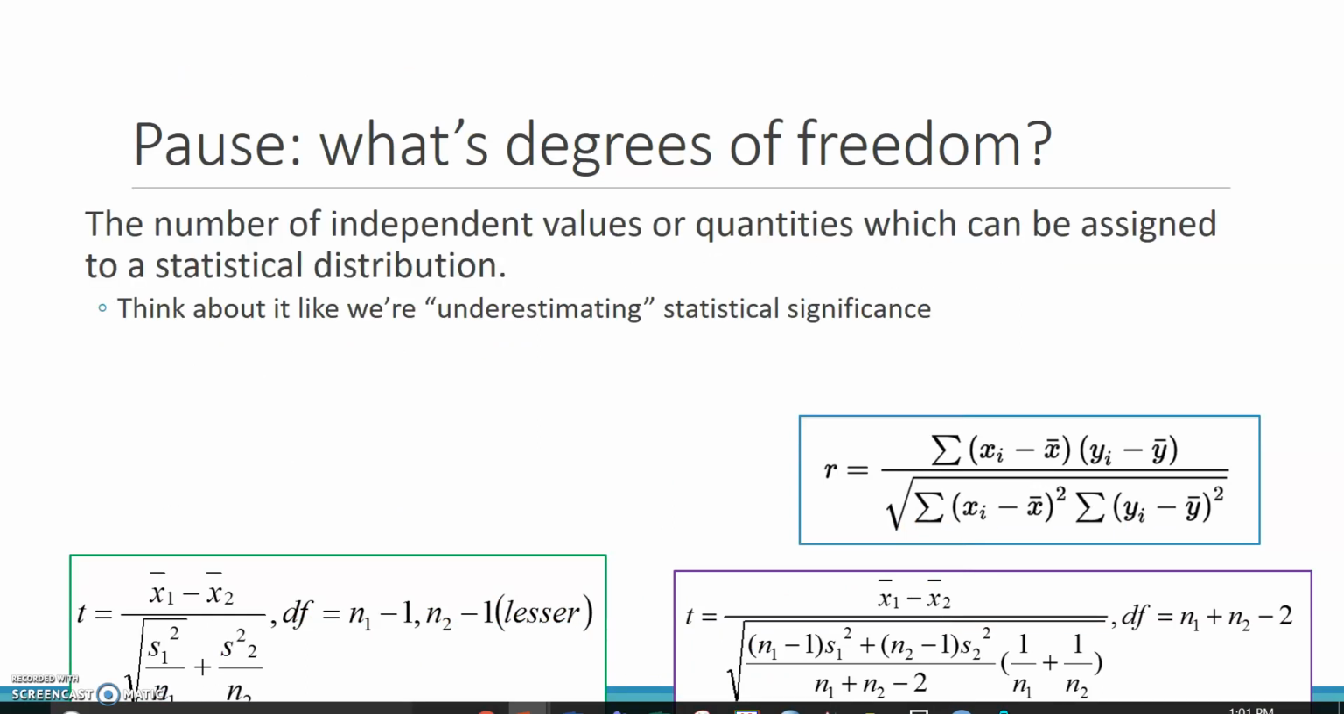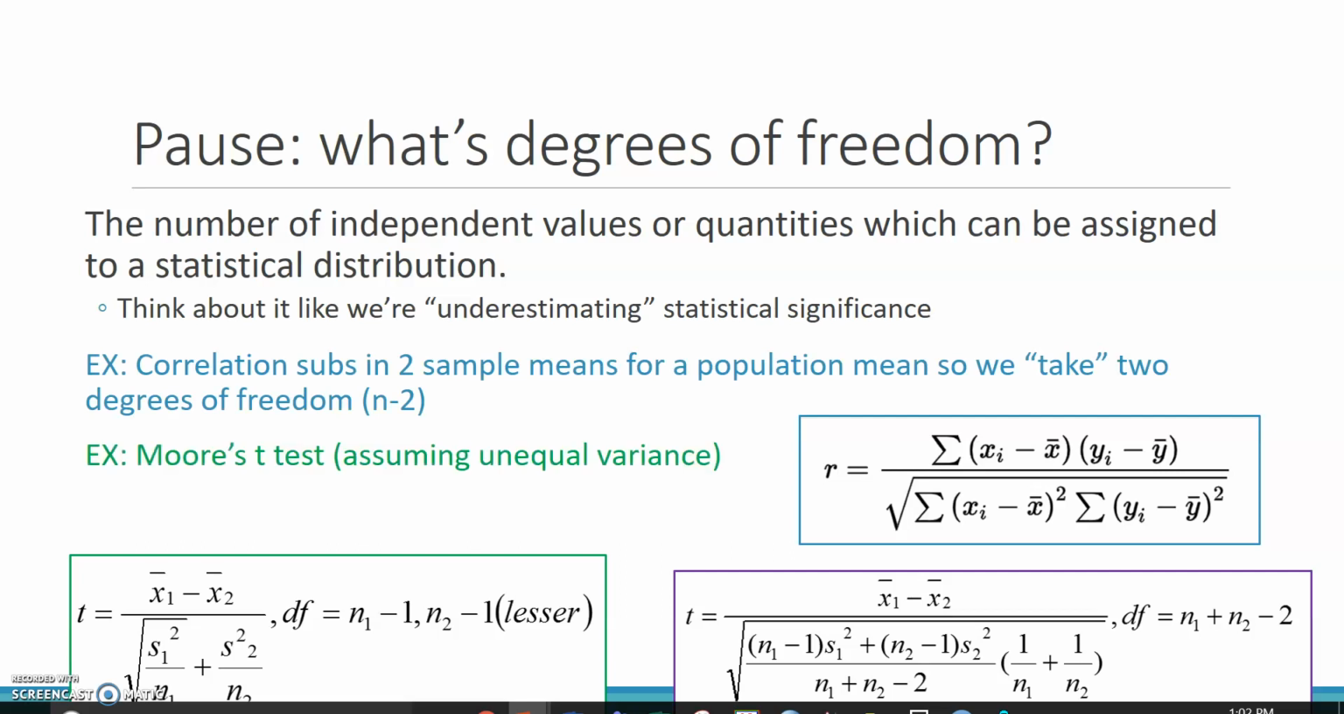So if we think back to degrees of freedom from intro and intermediate stats, this is basically the amount of things that we have assigned to a distribution. And so when we are estimating sample information instead of population information, we lose a degree of freedom. And that is the same in all of these. So every time we are using a sample mean instead of a population mean, we lose a degree of freedom. And basically what we're doing is we're trying to underestimate the statistical significance. We're not trying to overinflate things.